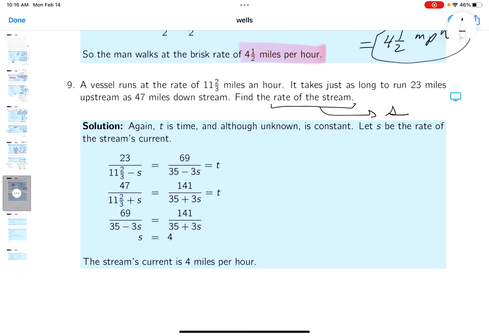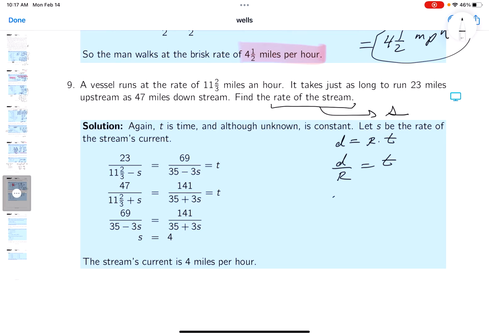Notice it says a vessel runs at a rate of 11 and two-thirds miles per hour. I'm going to say that's the rate it can go in still water. It takes just as long to run 23 miles upstream. So I'm going to say this is a distance equals rate times time problem. Since they're talking about the time upstream, I'll call it d over r equals t.